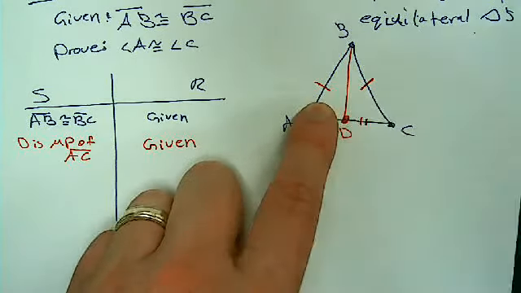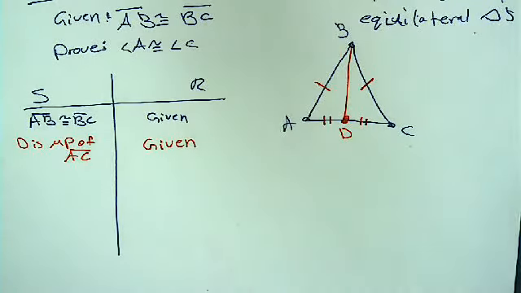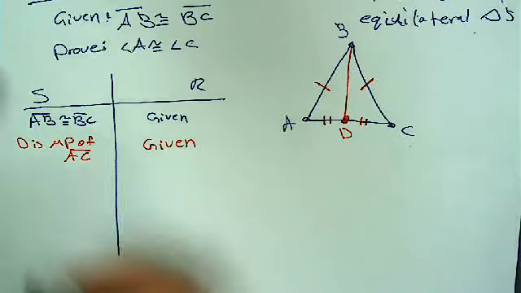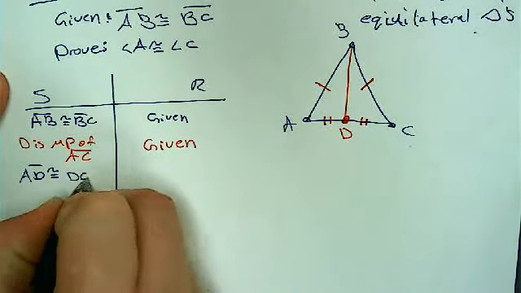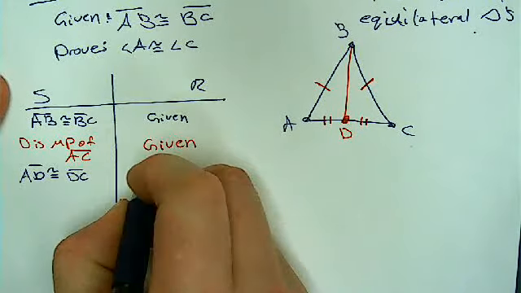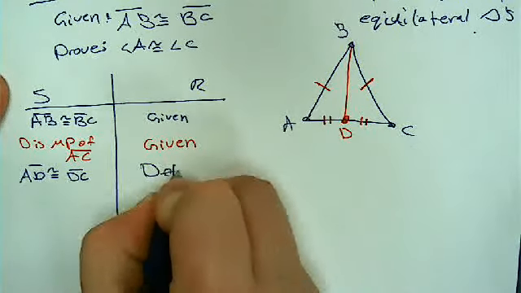You could do AD is congruent to DC. Okay. AD is congruent to DC. Why? The definition of midpoint. Definition of midpoint.